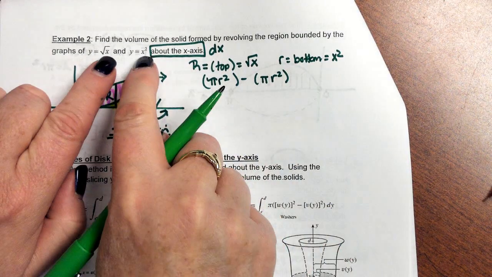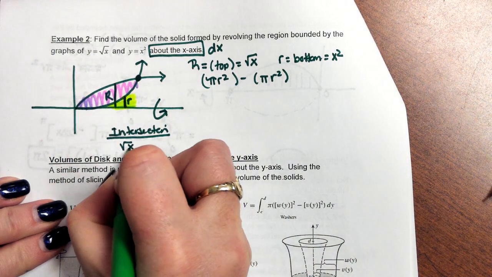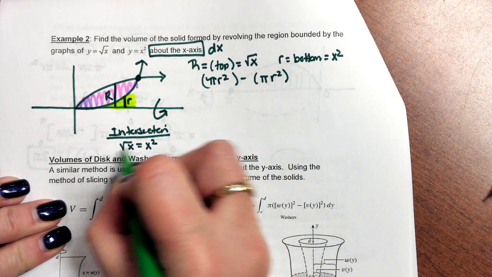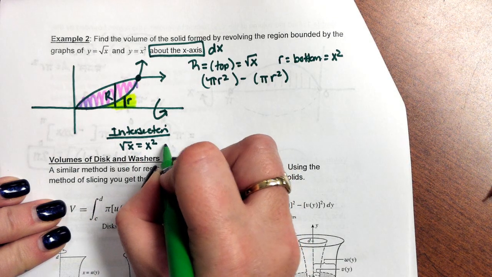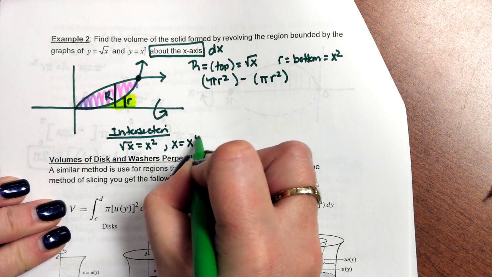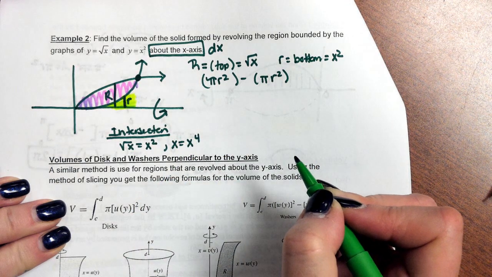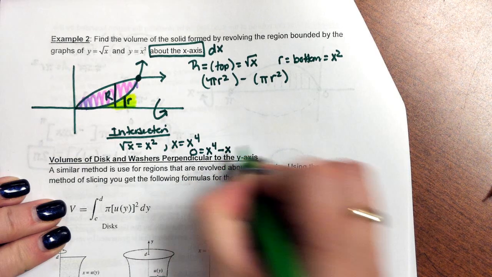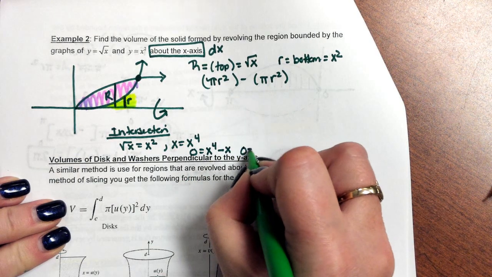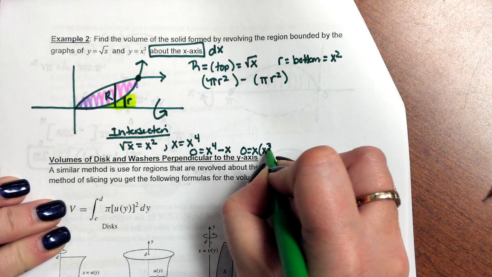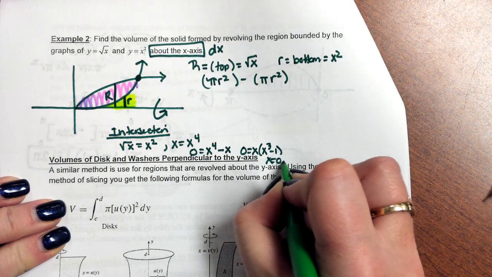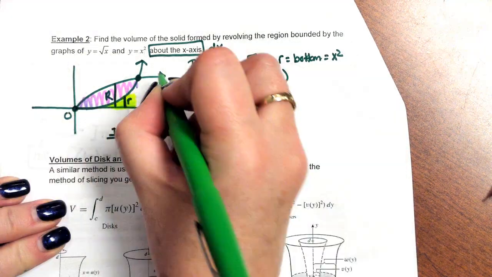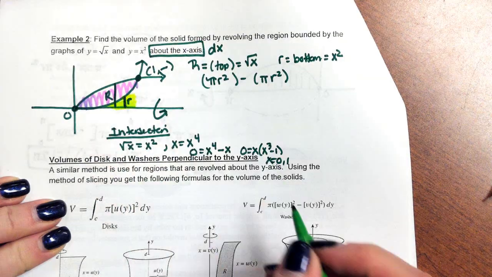You come by taking your two functions and setting them equal to one another. So square root of x is equal to x squared. Square both sides, that's going to give you x is equal to x to the fourth. So then 0 is equal to x to the fourth minus x. So 0 is equal to x times x to the third minus 1. So x equals 0 and 1. So your bounds are going to be from 0 to 1.